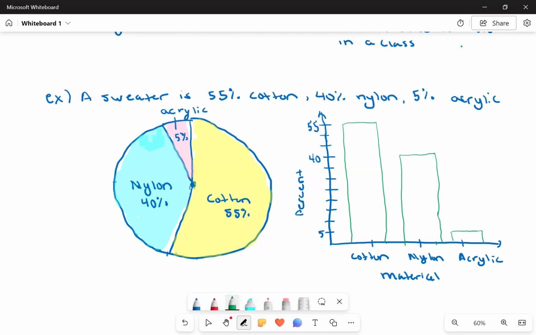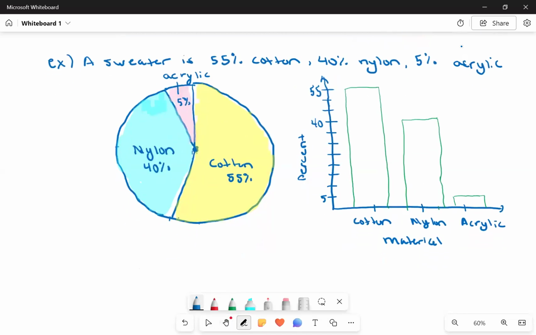Now, quick comment. Bar graphs will always have spaces between the rectangles. Always. It's a different type of graph when they don't have spaces. So a bar graph has spaces. That's on purpose. The rectangles should be separated like that. But other than that, it's done.